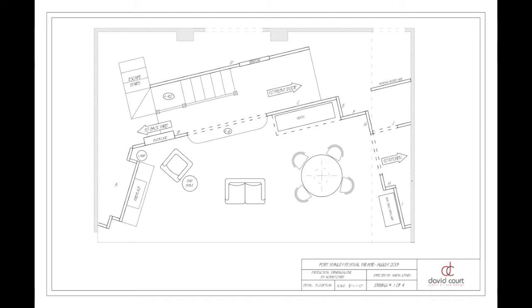A scaled floor plan helps the director with blocking because it indicates possible traffic patterns within the design. A floor plan also outlines the various levels on the stage and indicates the placement of scenery, doors, windows, and other necessary scenic elements.